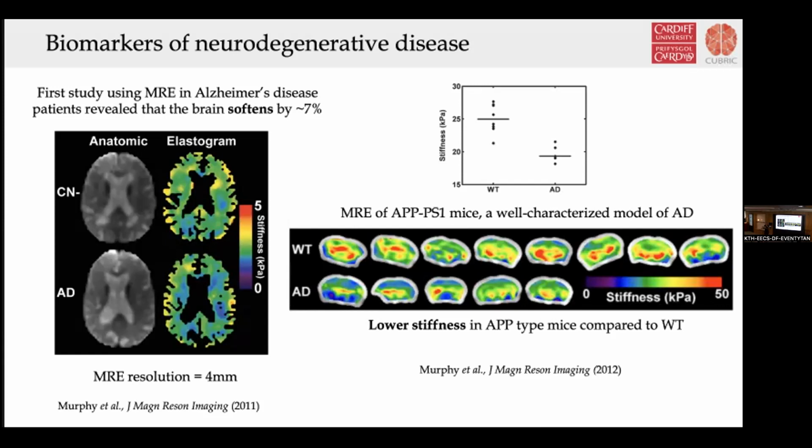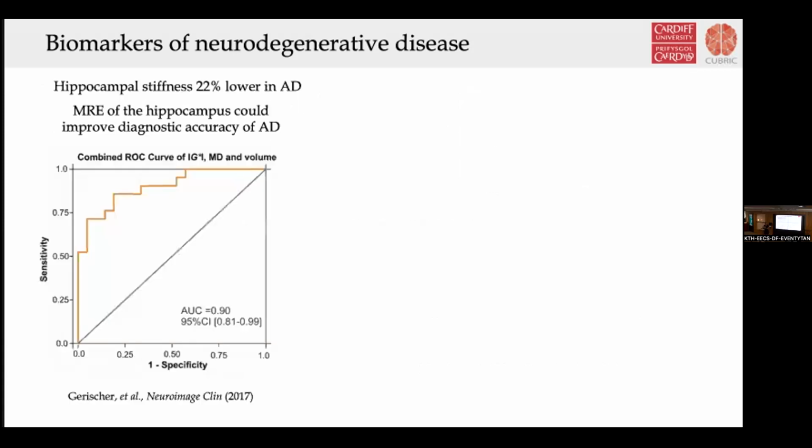So again, with these enhanced methods, why is it changing? MRE was used to assess the integrity of the hippocampus in 2017. There was a larger change in the hippocampus, with 22% lower stiffness, but they also looked at the thalamus and there was no change there. So again, that points to a specificity of MRE to detect differences in regions of interest.